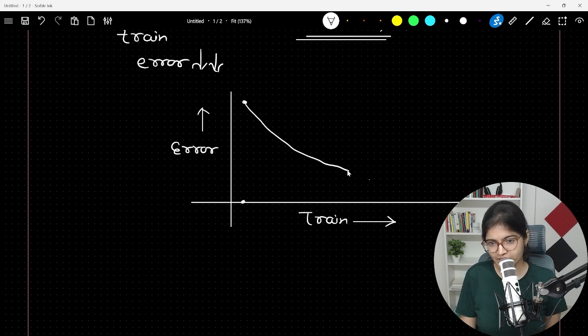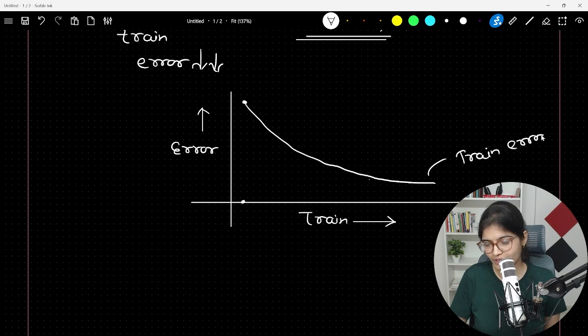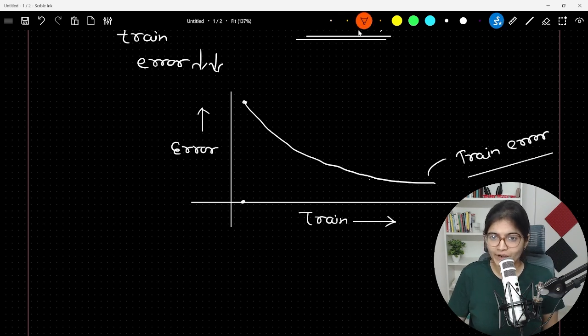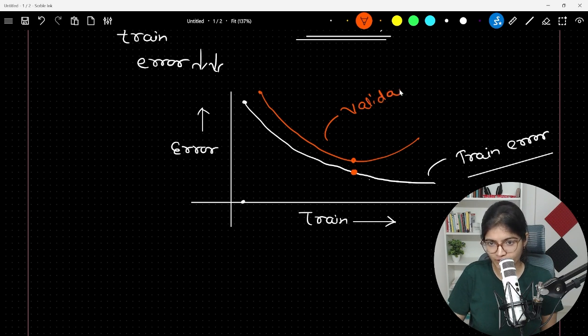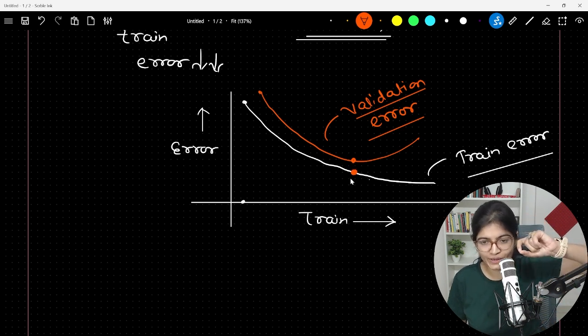So it is going like this. So this is something which I will call the train error. It will keep on decreasing. Now you will be having a validation error also, which will keep on decreasing. But after some point of time, you will see there is an abrupt change, where this error starts increasing. This is the validation error we are talking about. This is the point where our training error is low at the lowest point, and the validation error is also low.